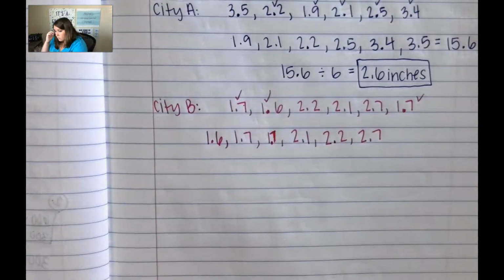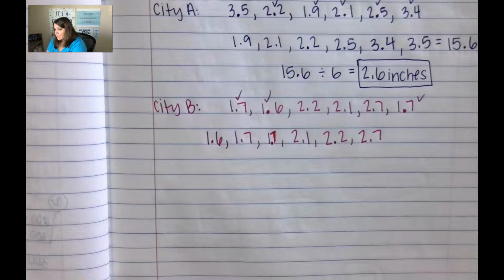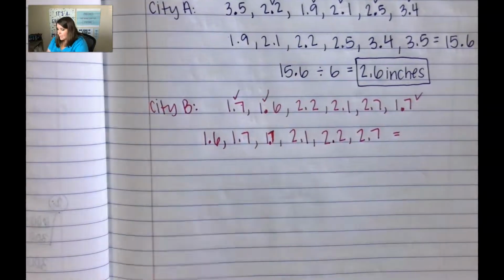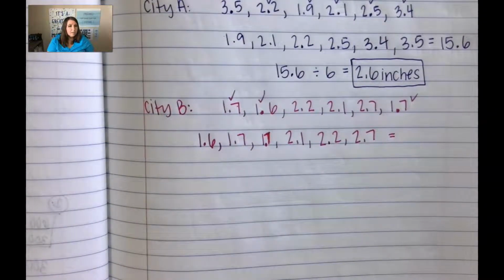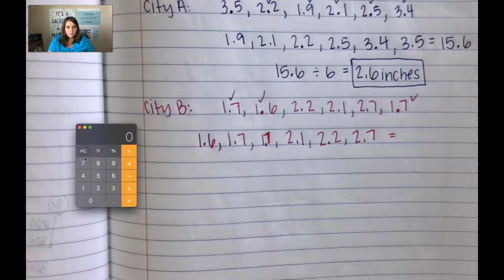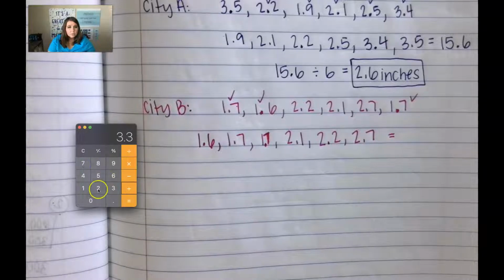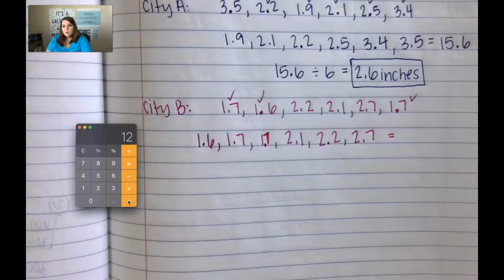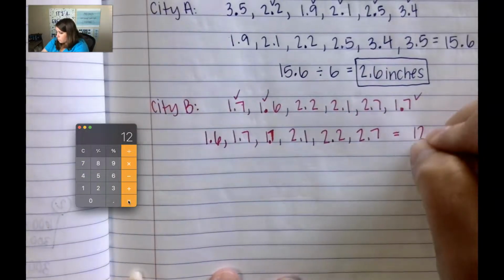Okay, now we are ready to add these and get a total. So we're going to add all these up. 1.6 plus 1.7. Again, watch your decimals. 1.7 plus 2.1 plus 2.2 plus 2.7 for a grand total of 12.